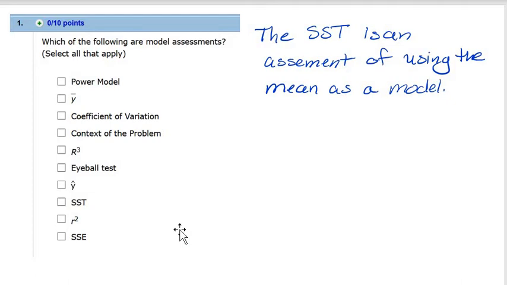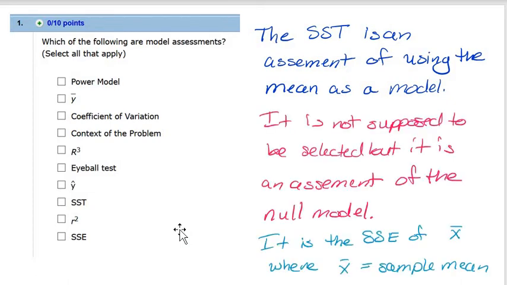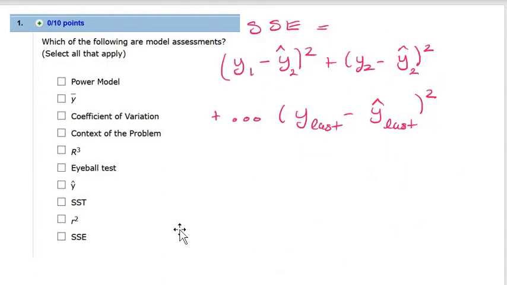SST is the sum squared total. It's not meant to be selected, but it is the error between the points in the data and the mean. That's what it is. It's the error between the data and the mean. And so it is the sum squared error of the mean, the sample mean. And it is actually a model assessment. The mean is called the null model. It's the worst case scenario. Don't check it. I'm just telling you this is the correct answer.